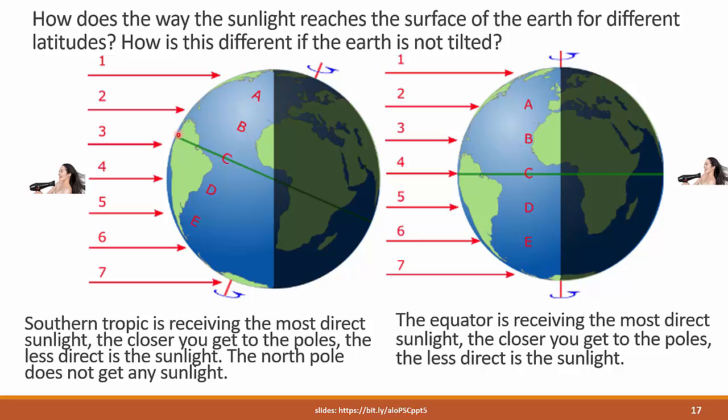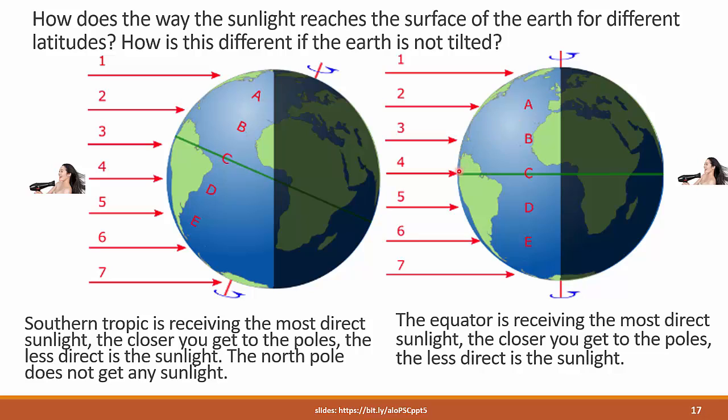Now here we are focusing on something else. Which part of the Earth is getting the most direct sunlight? In this case, it is the one that is hit by ray 4 from the sunlight. This is where the sunlight is direct, while here it is less direct. The further away we get from 4, which is the southern tropic here, the less direct sunlight we get. The more direct the sunlight, the more effective it is going to be at warming up the Earth.